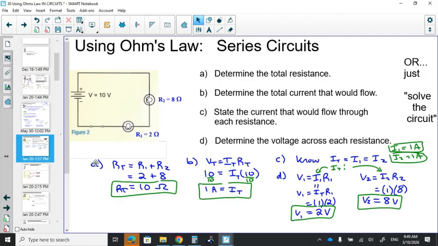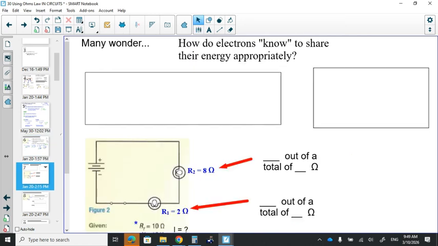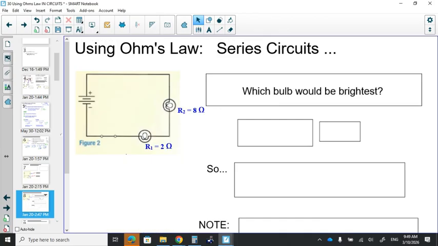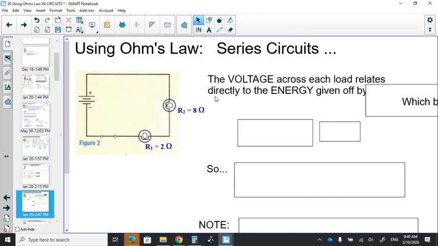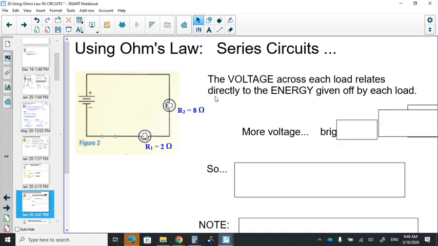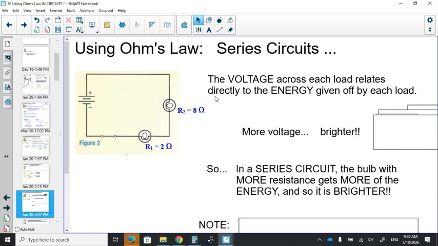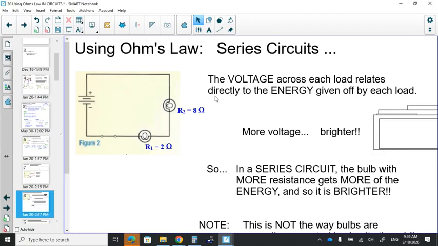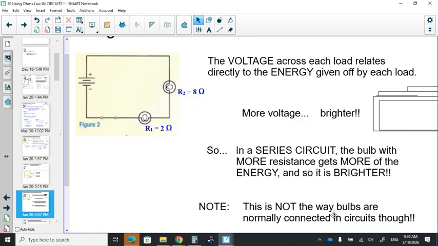When you look at this, then you'd say, okay, that means more energy was dropped off on resistance number 2, right? And so that one's going to be brighter. You look at this secondary thought here. This is the which bulb will be brightest business, right? The voltage, of course, relates to the amount of energy. It is the amount of energy given off, so more voltage means brighter and so on. So you can see what happened there is the bulb with more resistance in a series circuit is the one that would be brighter.